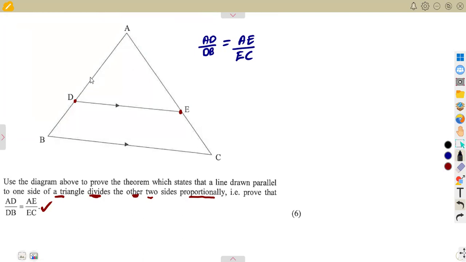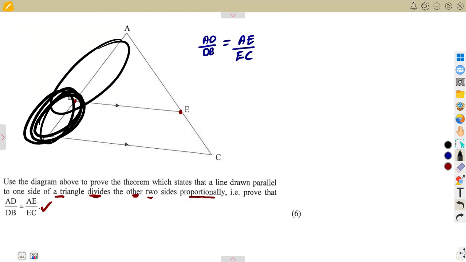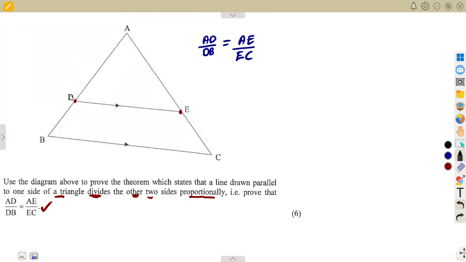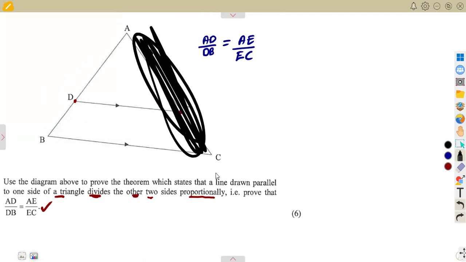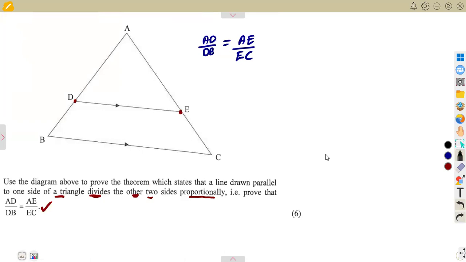So what we need is that this AD and BD, which is these two, they are found on a single line, which is this line AB. AE and EC, they are on this line, which is AC. So they are properties that we can take from there, making our constructions from the line D to this point. Why are we actually making these constructions?